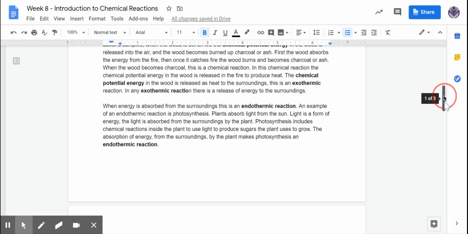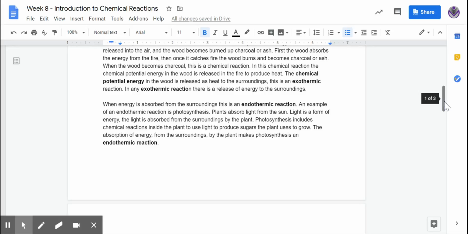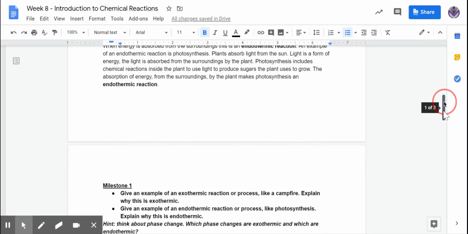The other type is an endothermic reaction, where energy is absorbed from the surroundings into whatever the system is. So if we look at photosynthesis, in this case, that's an example of an endothermic reaction. You have light coming down from the sun being absorbed by the plants. The plants then take that energy from the sun and they use it to produce sugars, which allow them to grow. Okay, so that's an example of an endothermic reaction because the energy is being absorbed.